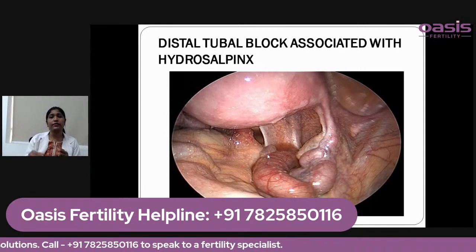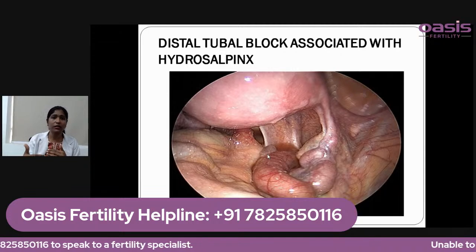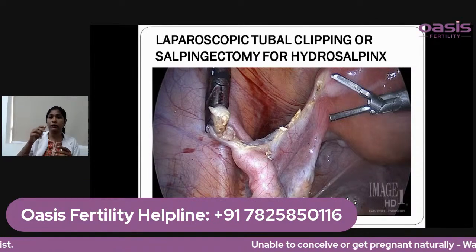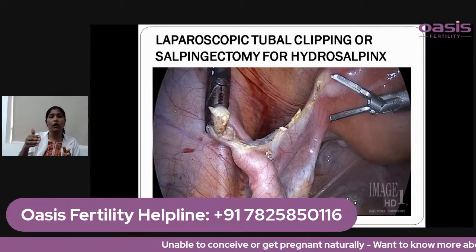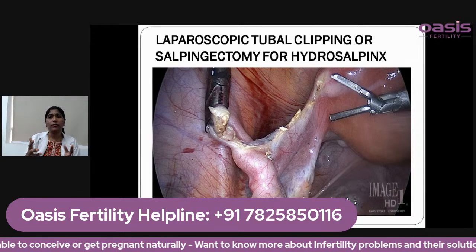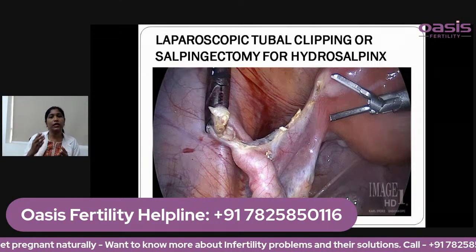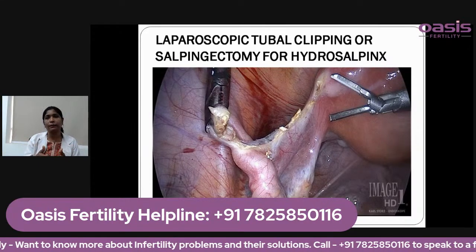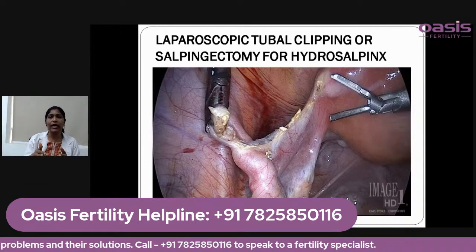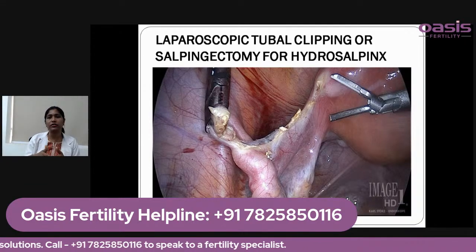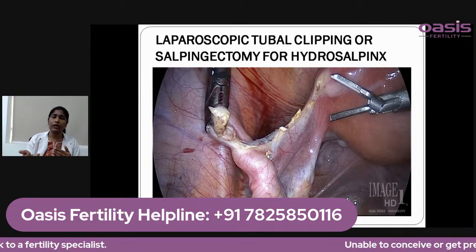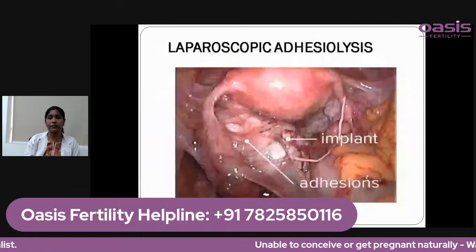So it is important that we disconnect this fluid from entering into the uterus. Either we can put a clip in the region between the tubes and the uterus, or we can completely remove the tube if the tube is very badly damaged or in a very bad state. This procedure also can be done by laparoscopy. So laparoscopic tubal clipping or salpingectomy can be done for hydrosalpinx, and it is a recommended treatment for hydrosalpinx. This improves the chance of success with IVF and also reduces the rates of miscarriage.